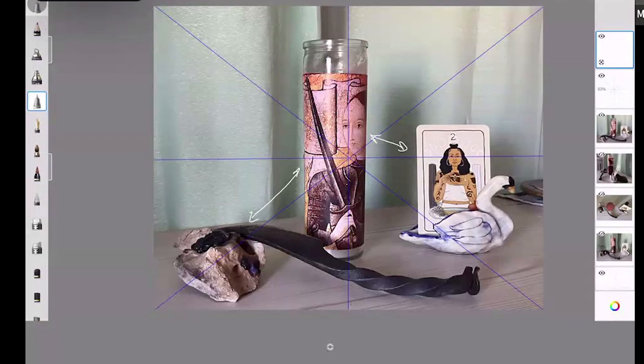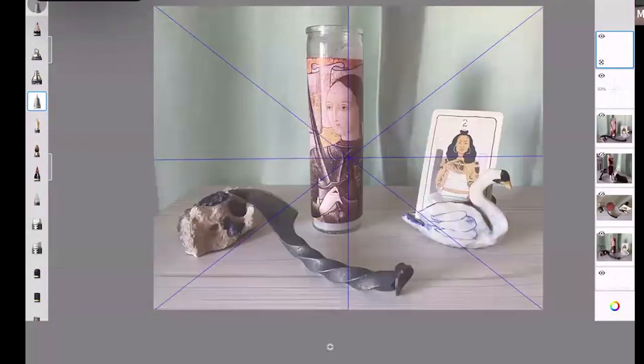Really important to think about is the distribution of positive to negative space. So let's go back to the front because I think that's the easiest one, and I did that on purpose. When we think about the distribution of positive and negative space, we're thinking about the relationship of these forms. So we have a rock, we have a knife, we have a candle, we have a tarot card, and we have a swan.